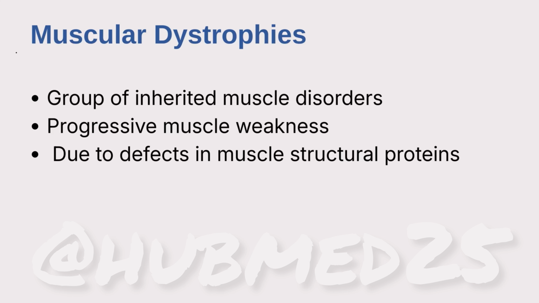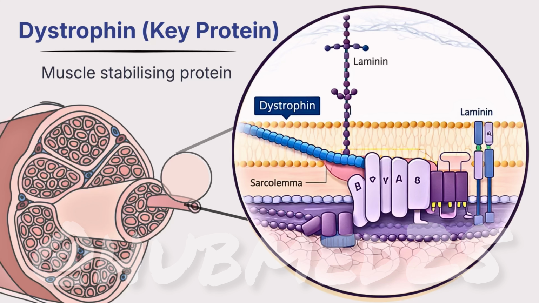What are muscular dystrophies? Muscular dystrophies are inherited muscle disorders. They cause progressive muscle weakness, and most importantly, they occur because of defects in structural muscle proteins. When these proteins fail, muscle fibers become fragile and easily damaged. Dystrophin is a muscle stabilizing protein. It acts like a shock absorber, protecting muscle cells during contraction. Without dystrophin, every muscle contraction causes injury.